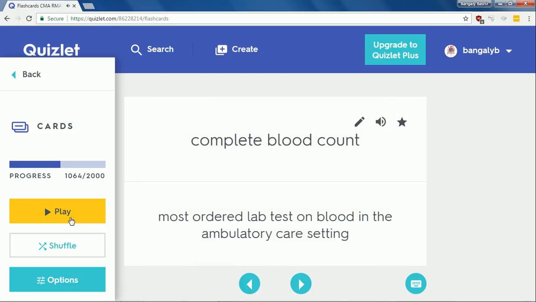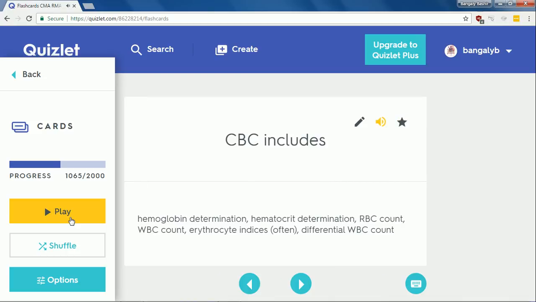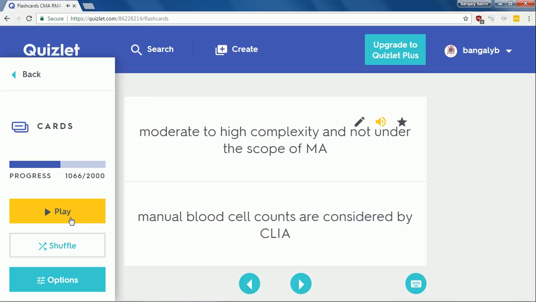Complete blood count. Most ordered lab test on blood in the ambulatory care setting. CBC includes hemoglobin determination, hematocrit determination, RBC count, WBC count, erythrocyte indices, differential WBC count. Moderate to high complexity and not under the scope of MA. Manual blood cell counts are considered by CLIA.